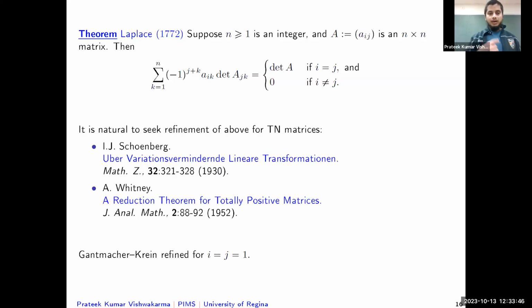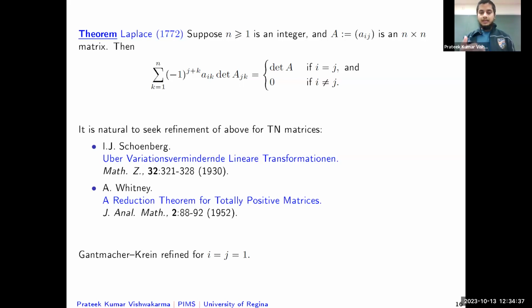Now, looking for a refinement of this Laplace identity for TN matrices makes sense because of two classical reasons. One is that totally non-negative matrices have the variation diminishing property, which basically means that if A is a totally non-negative matrix, then the number of sign changes in vector Ax is never more than the number of sign changes in vector x, for all real vectors x. Schoenberg was able to prove this property, and in the proof of this theorem, it was crucial to understand the relation between the terms appearing in the Laplace determinant expansion.